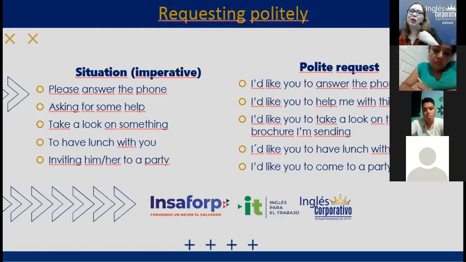Ahora, si no fuera a mi jefe, okay? Si no fuera a mi jefe, sino a alguien que merece mi respeto o yo le debo respeto, then I'm going to say, please answer the phone. Sería como el imperativo. ¿Cómo cambiamos ese imperativo en lugar de decirlo así, plain, así groseramente? No grosero, sino que directo sería la palabra. Direct. Yo cambio eso a un lenguaje formal and very polite, and I say, I'd like you to answer the phone, for example.